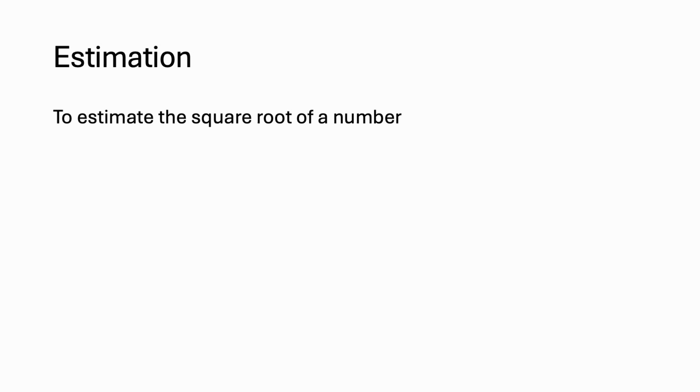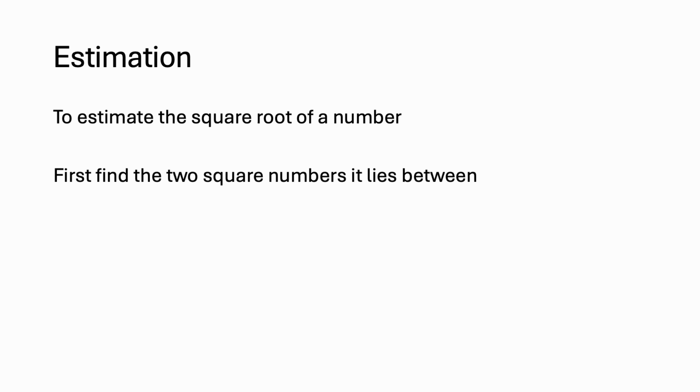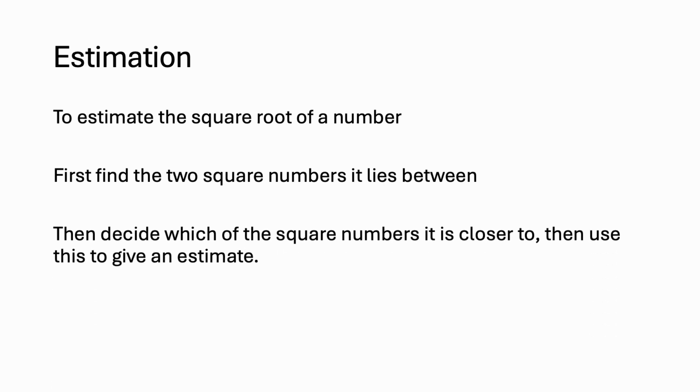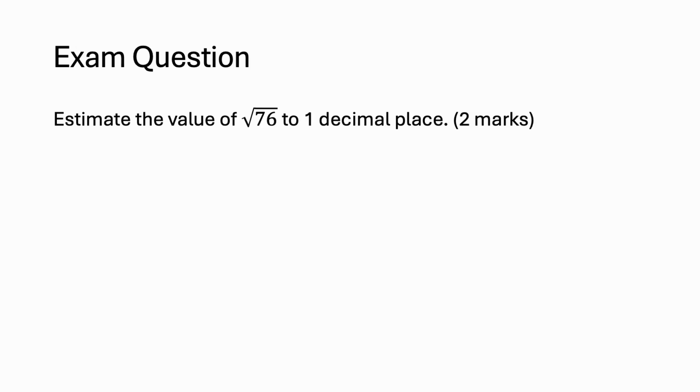So now, what if we have to estimate a square root of a number? To estimate a square root of a number, we need to first find the two square numbers it lies between, and then decide which of the square numbers it is closer to, then use this to give an estimate. So let's look at this question here. Estimate the value of root 76 to one decimal place.